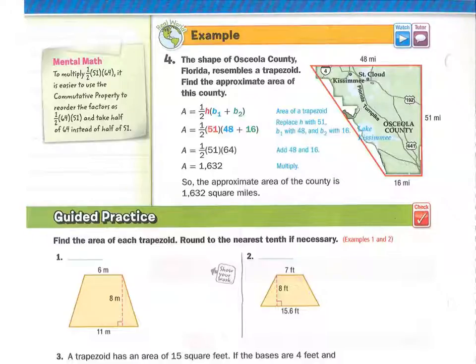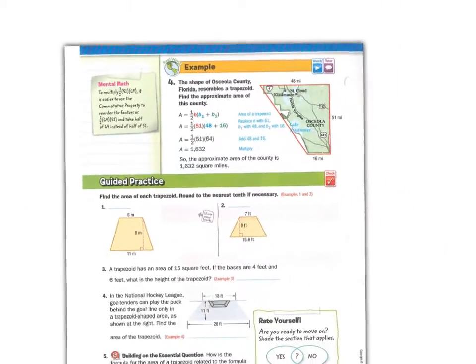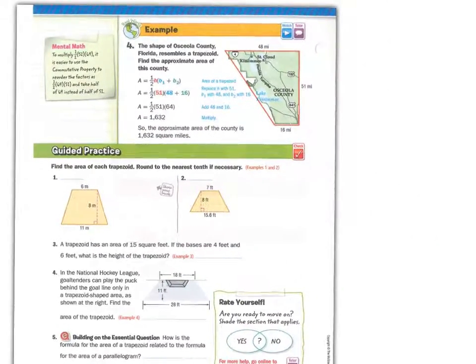You can also see there's a little note right here that says to multiply 1/2 times 51 times 64. It's easier to use the commutative property to reorder the factors in this way, 1/2 times 64 times 51, because 1/2 of 64 is easy, it's 32. That's if you were using the fraction to try to multiply, and the commutative property simply means that you are allowed to switch the order of any number when you multiply or add. It could make it easier for you because mentally we can do 1/2 of 64 very easily. But in this case, you should be using your calculator for these problems for the most part. So you would just plug in the 0.5.